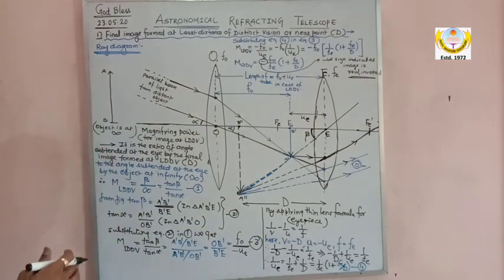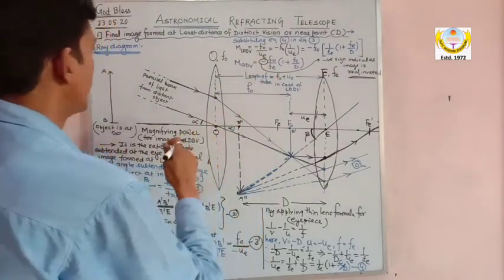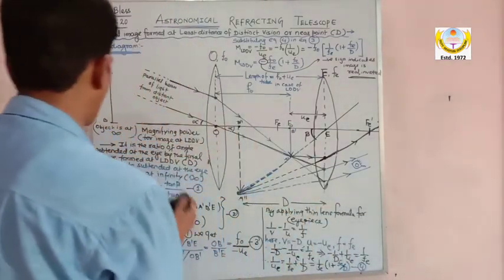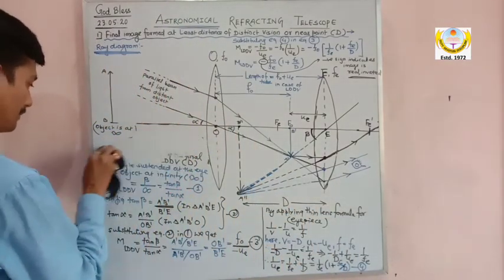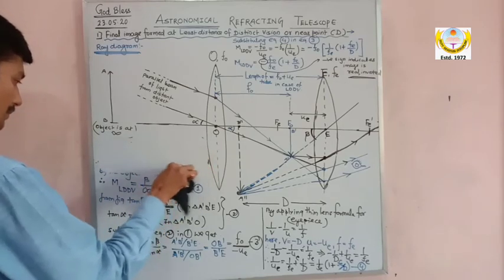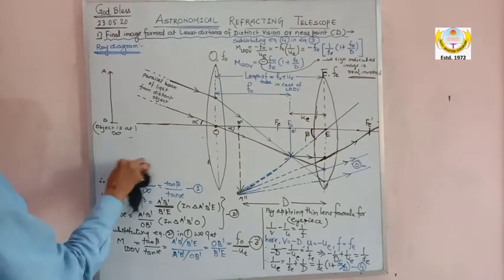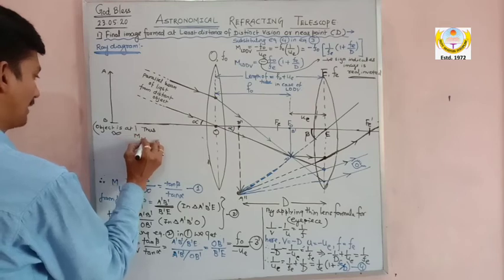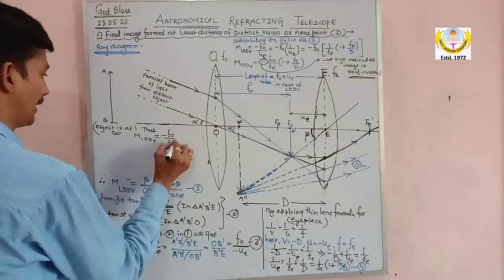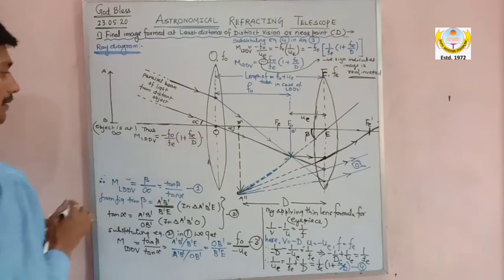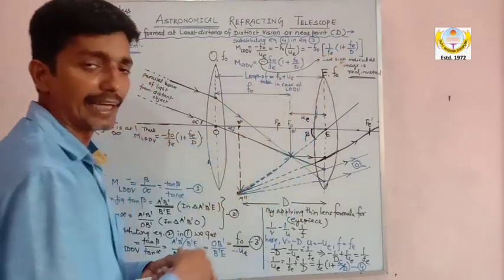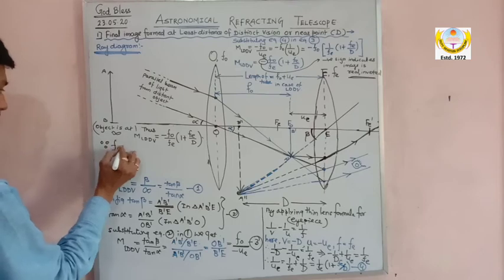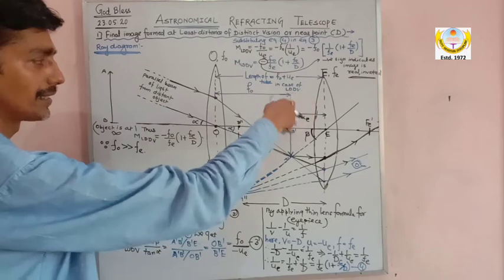So this is one thing. Second, I hope you all can see from the formula, FO is greater than FE. Thus M at LDDV, I got the answer minus FO upon FE into 1 plus FE by D. Since I gave an idea about the negative sign, that it indicates a real inverted image, next one more thing I wanted to share: since FO is greater than FE, the objective focal length is larger than the eyepiece focal length.